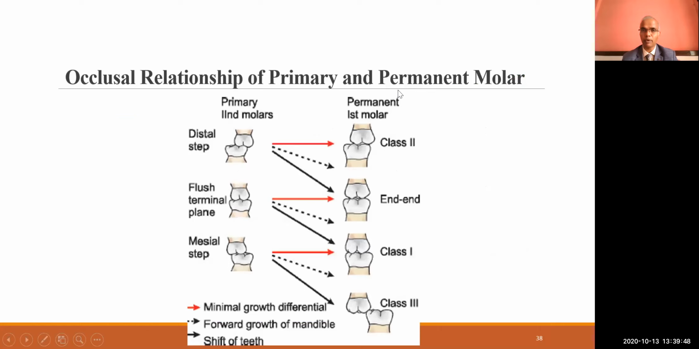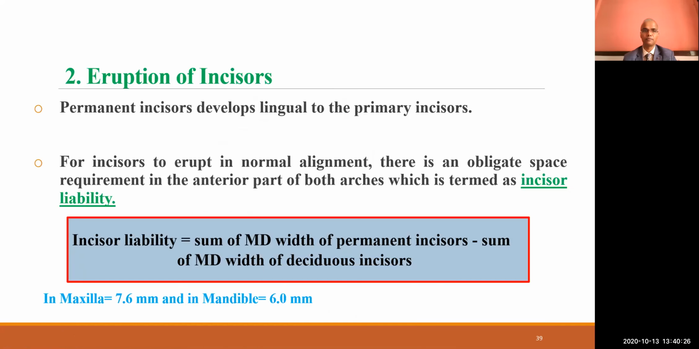These are occlusal relationships of primary and permanent molars. So distal step may change into the class 2 or end-on relationship by minimal growth differences, forward growth of the mandible and shift of teeth. Flush terminal plane may change into end-on, class 1 and class 3. And mesial step changes into class 1 and class 3. In all these, the red arrow indicates the growth differentials, the broken arrow indicates the forward growth of the mandible, and the dark arrow indicates the shift of the teeth.